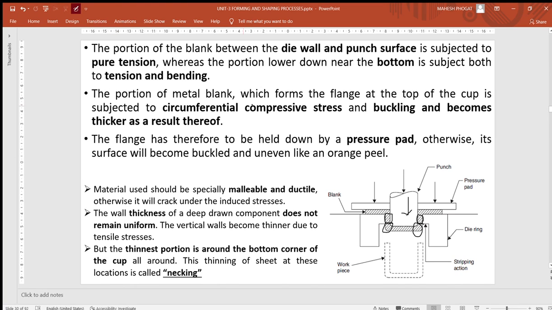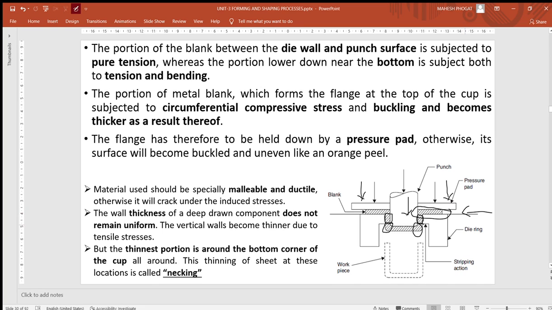Now the portion of the metal blank which forms the flange, that is this part, is subjected to circumferential compressive stress. As we had discussed, whenever the blank holder is applied, it applies a compressive load here, and the flange tends to buckle and become thicker. So the flange has to be held down by the pressure pad, otherwise it will buckle here.